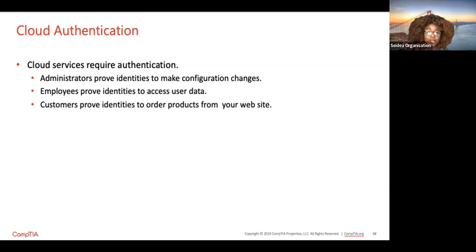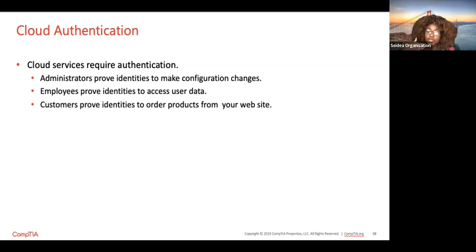Another element that we have to think about is applications. When we're thinking about applications within the cloud, there are 3 things that we need to consider. The first one is administrators. Administrators need to authenticate before making a system configuration. And why is that? Again, going back to auditing purposes and that kind of audit trail that needs to take place.